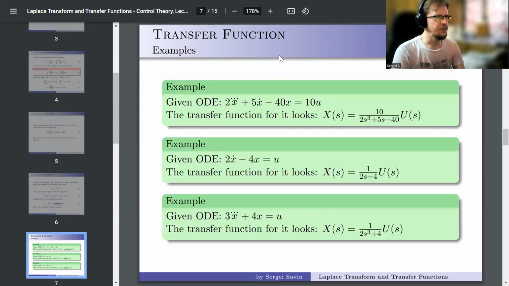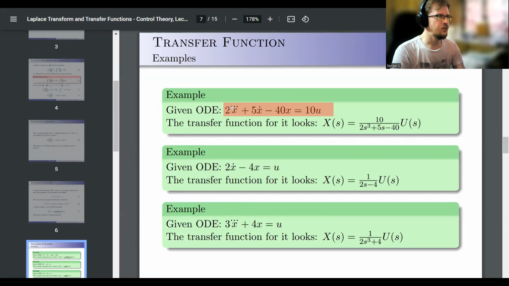Now let's just solve some examples to be able to appreciate what's going on. So given this ODE, 2x triple dot plus 5x dot minus 40x equals 10u, how will the transfer function look? Well, a transfer function is what transforms x into u, right? So in front of u there is a 10. Remember, what we're going to do is replace dots with s, and then get x out of the brackets, and divide by what is in front of x. It will go to the denominator, okay? And this is the numerator.